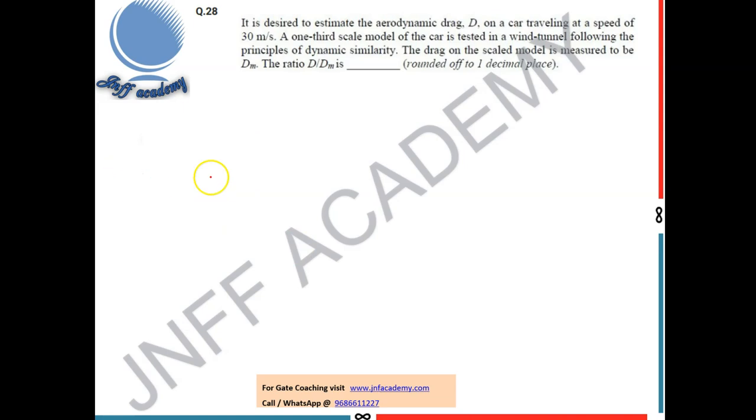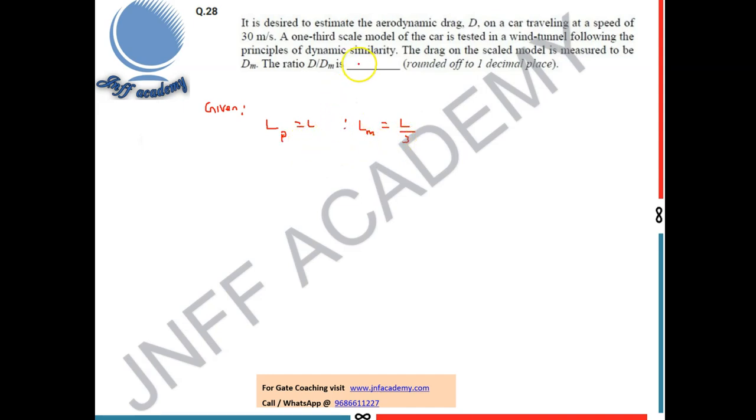So what is given in the question? They are testing a car model in a wind tunnel, where it is clearly given that a 1/3 scale model of a car is tested in a wind tunnel. So the length of the prototype is equal to L, whereas the length of the model is equal to L by 3, because the car is scaled down by 1 by 3, right? So the length of the model is L by 3.